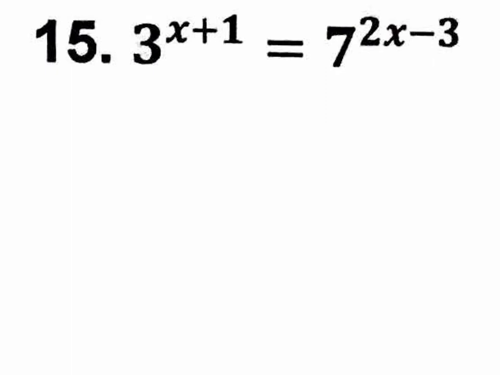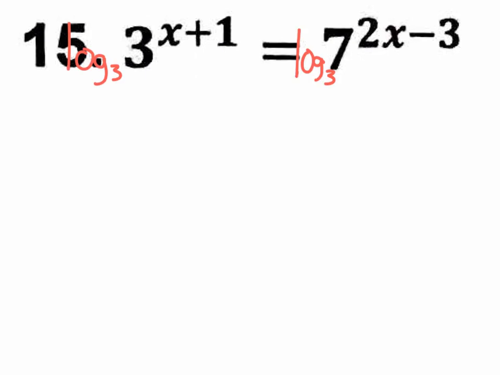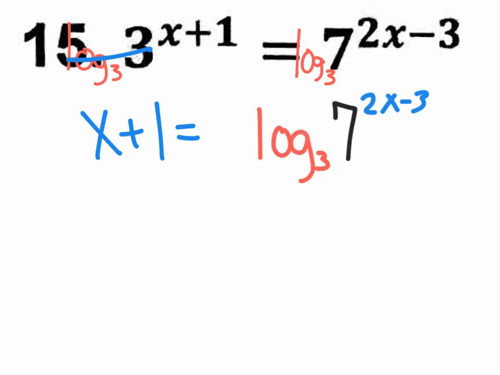So on number 15, we are going to apply a log base 3 on both sides to bring down the exponent. So on the left side, log base 3 of 3, that cancels out. The left side of your equation is going to be x plus 1 equals log base 3 of 7 to the 2x minus 3 power. So there's my new equation.